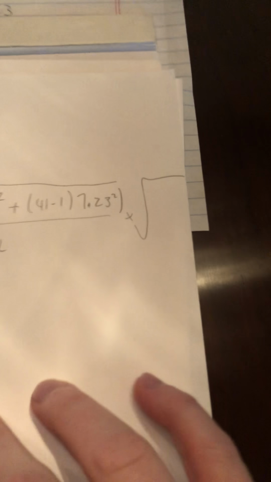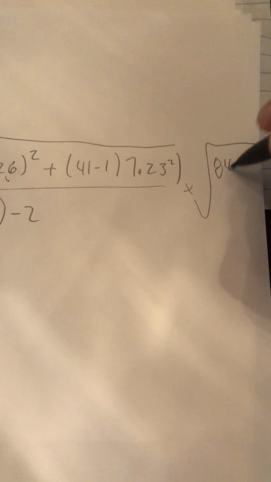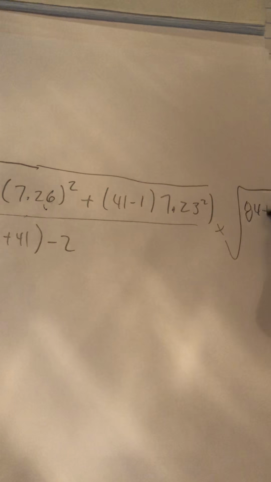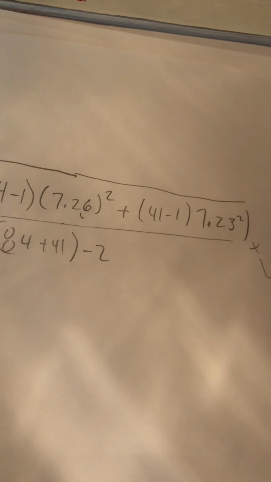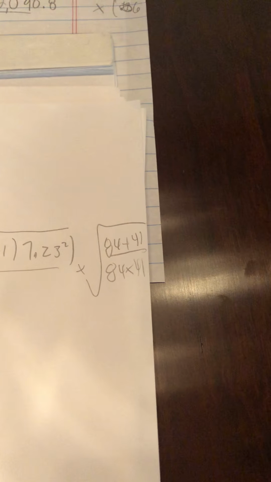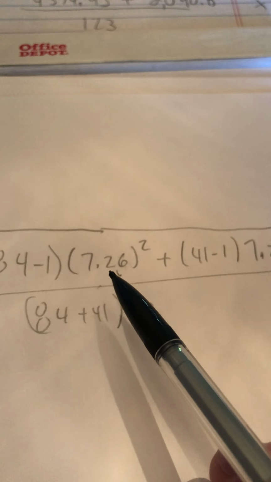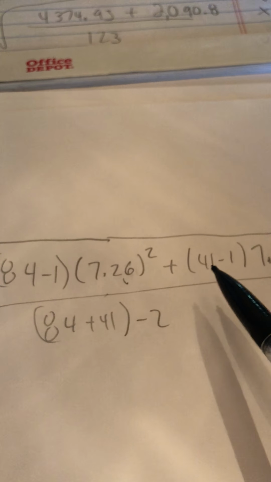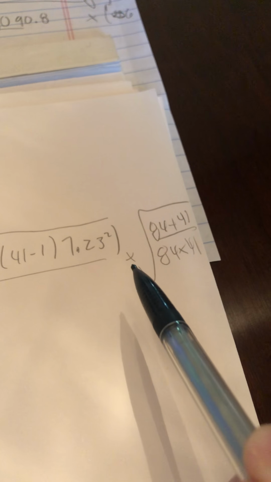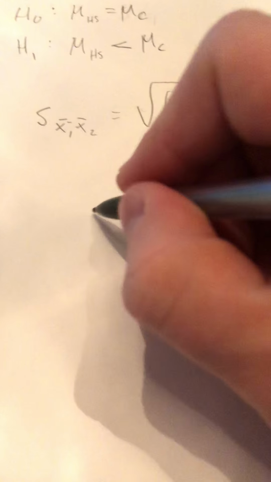So we've got 84 plus 41 divided by 84 times 41. Simple. See what I'm saying? You have the standard deviations of sample 1 and sample 2, but then everything else is just the sample size. So don't let the equation freak you out or anything. Okay, so let's start working it out.